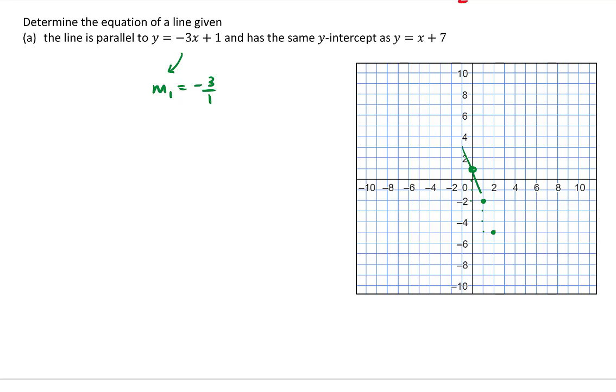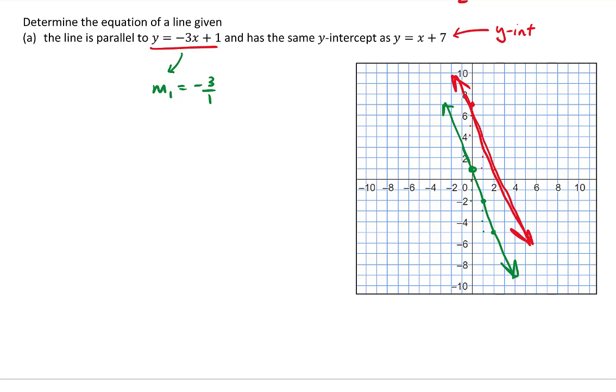So this is negative 3x plus 1. But we want to find the equation of a line that's parallel to this line and has the same y-intercept as y equals x plus 7. Well, for y equals x plus 7, there is our y-intercept. So our new line has to pass through the point 0, 7, so right here, and it has to have the same slope, since it's parallel, as the first line, negative 3x plus 1. So that means we're going to have to go down 3 and to the right 1, down 3 and to the right 1.